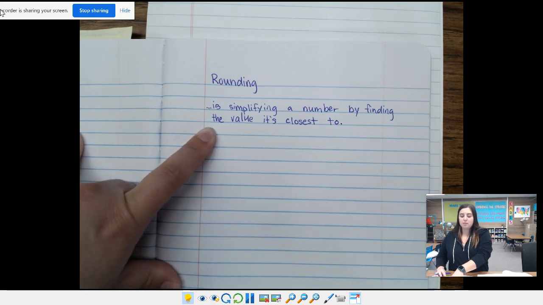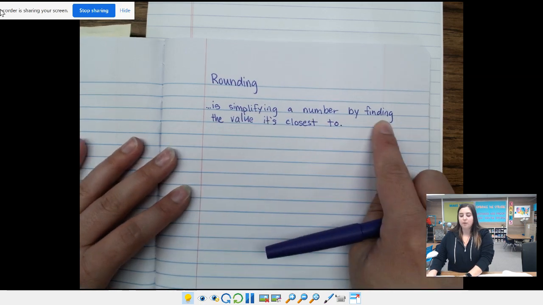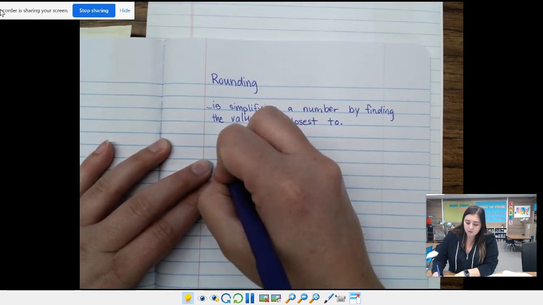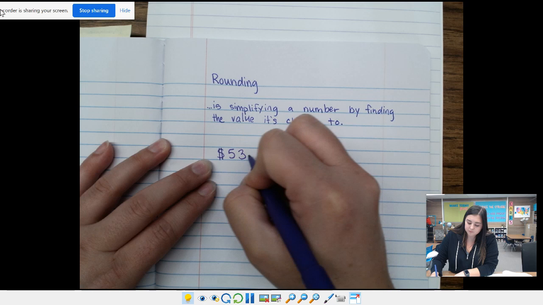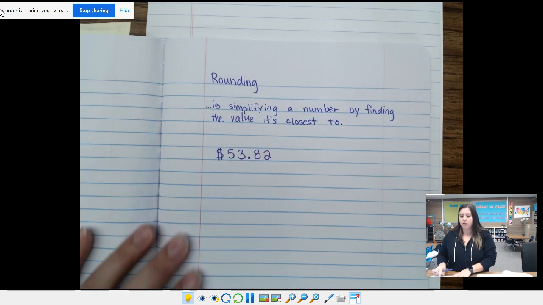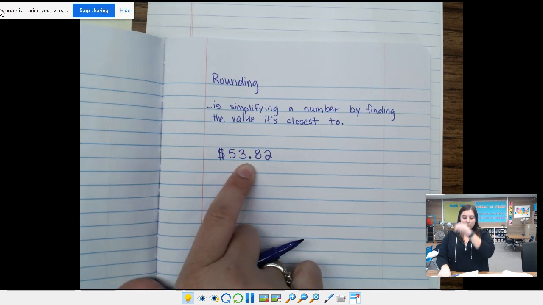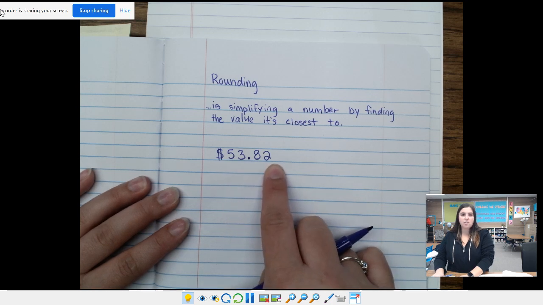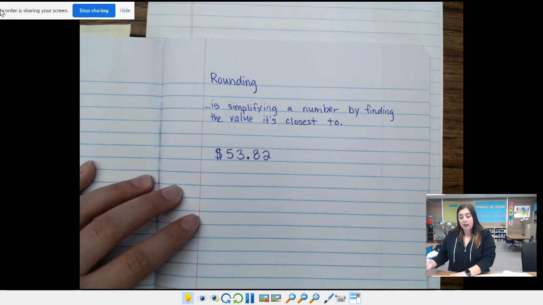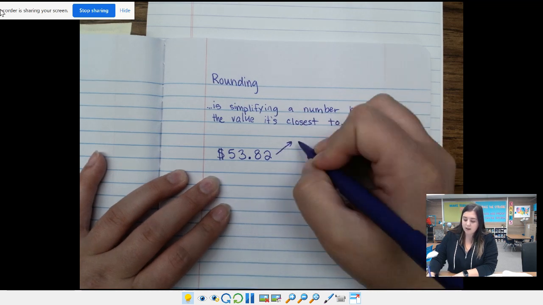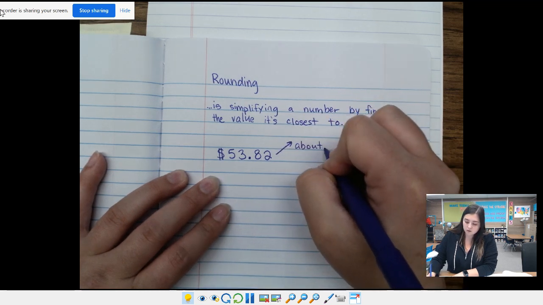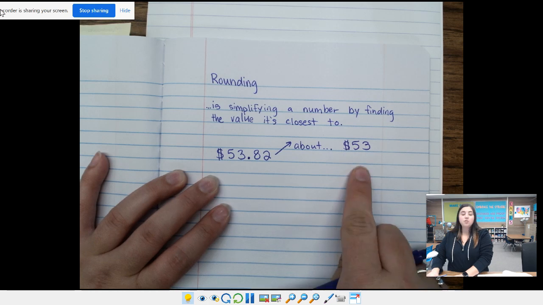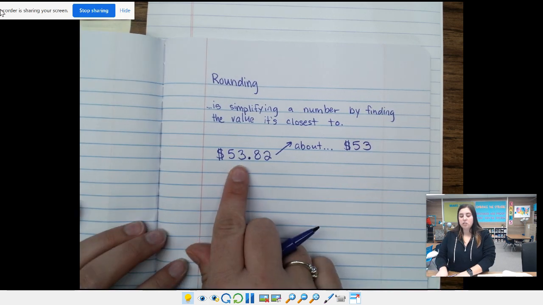So let's talk about what this means. So we are simplifying a number by finding a value it's closest to. Let's talk money. Let's say I have $53.82. Look at how I wrote it. Notice the decimal. We've been using decimals for years now with our money. So $53.82. There's a couple of ways I could round this. I could say I have about $53. What I just did is I rounded it to the nearest $1.